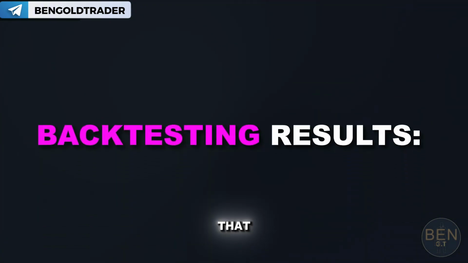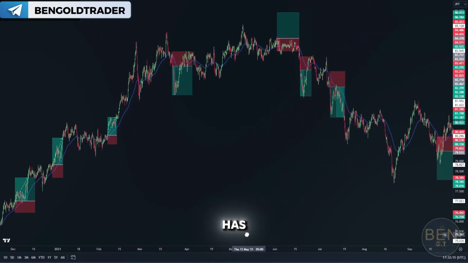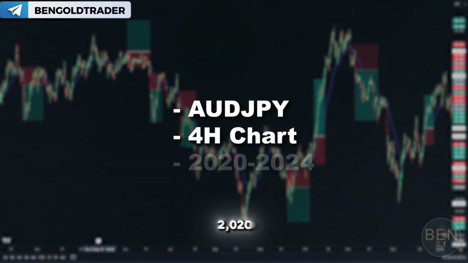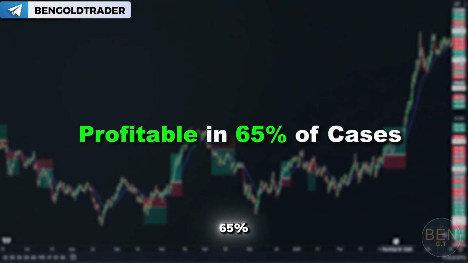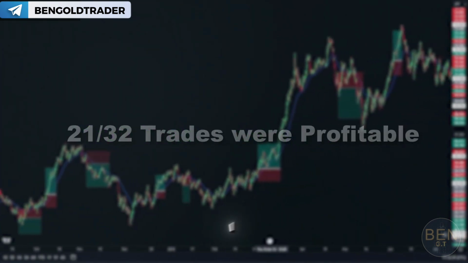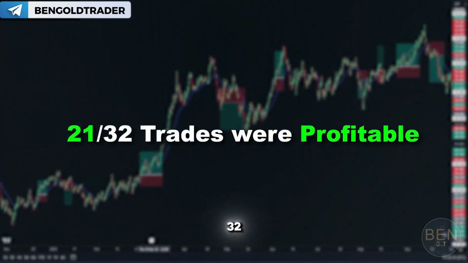Now, it's important that I show you the backtesting results of the strategy. As you can see here, this is every single setup of our strategy that has occurred on the Aussie Japanese dollar chart from 2020 to 2024. And the results: the trade was profitable 65% of the time, and that's a really good average. In that timeline, I used this strategy a total of 32 times, and 21 out of 32 trades were profitable.